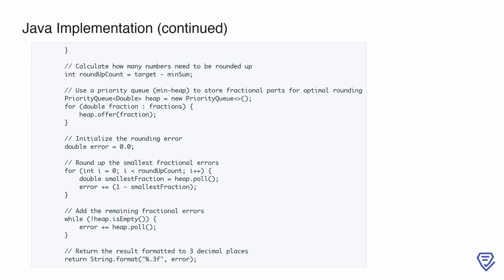We initialize the total rounding error to 0, then iterate for the number of values that need to be rounded up. In each iteration, we pull the smallest fractional value from the heap, add the rounding error incurred by rounding it up, which is 1 minus the fractional value, and update the total error. After rounding up the necessary values, we add any remaining fractional parts from the heap directly to the error, as these will be rounded down. Finally, we format the total error to 3 decimal places and return it as a string.